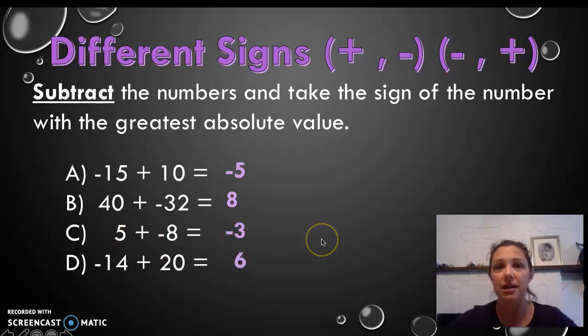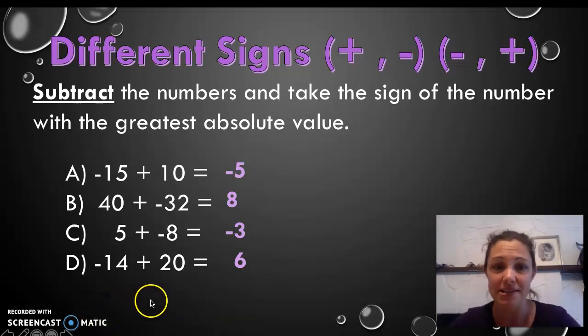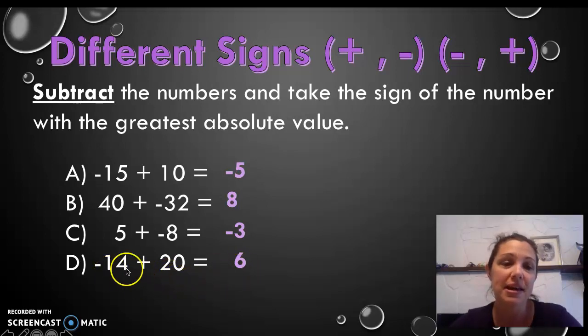Oh, and now look at that. I gave you the answer for D. Let's just make sure that makes sense. So we have negative 14 plus 20. Well, I know that 20 minus 14 is 6. And if I look at these to see which one is the larger number, 20 is larger and it's positive. So when I subtract these, my answer is going to be a positive number.